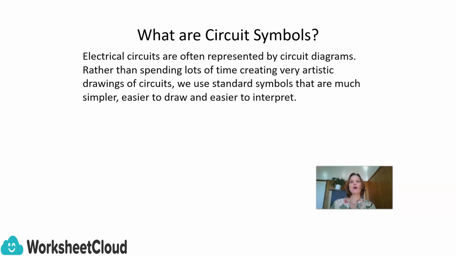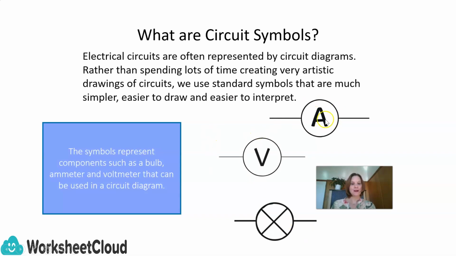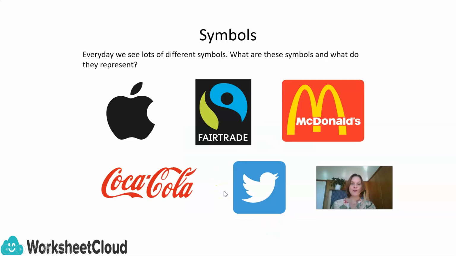Right, circuit symbols, what are they? Electrical circuits are often represented by circuit diagrams, and rather than spending lots of time creating very artistic drawings of circuits, we use standard symbols that are much simpler and easier to draw and much easier to interpret, and they are globally recognized. That means if someone gets given a circuit diagram anywhere in the world, they know exactly what they need to put into that circuit. So here we have a few basic symbols. These symbols represent components such as a bulb over here, an ammeter and a voltmeter, and they are used in circuit diagrams. Right, just like everyday symbols that you know, okay, we know them well.